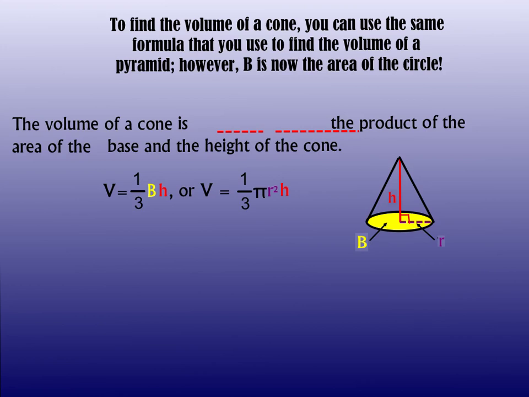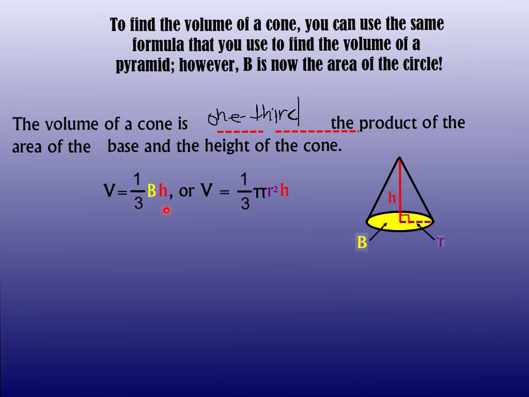Alright, now let's check out how to find the volume of a cone. Now this says up here, to find the volume of a cone, you can use the same formula that you used to find the volume of a pyramid. However, B now refers to the area of a circle. So the volume of a cone is, again, 1/3 the product of the area of the base and the height of the cone.